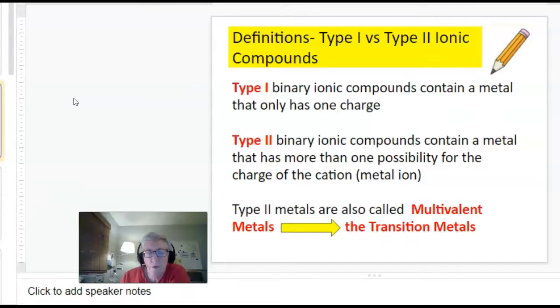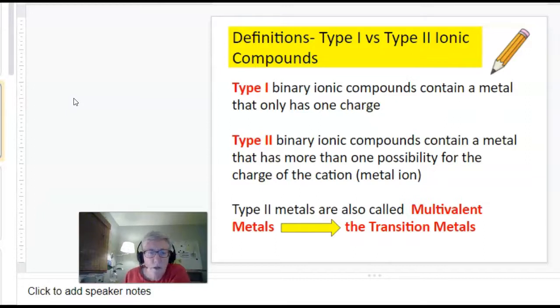Type 2, this is the new one for today, binary ionic compounds have a metal. They still have a metal and a nonmetal, but the metal has more than one possibility for its charge. So in other words, it's not always the same charge. Okay, these are called type 2 metals, and they're also called multivalent metals, and these are the transition metals.